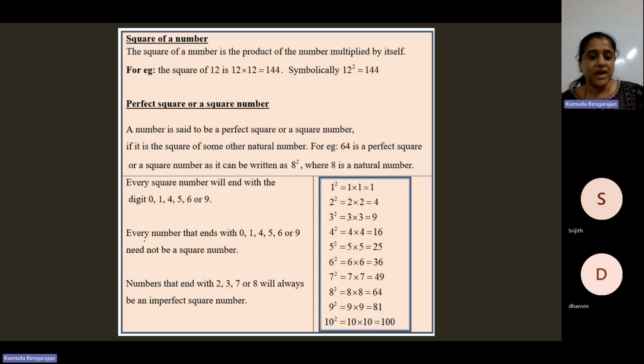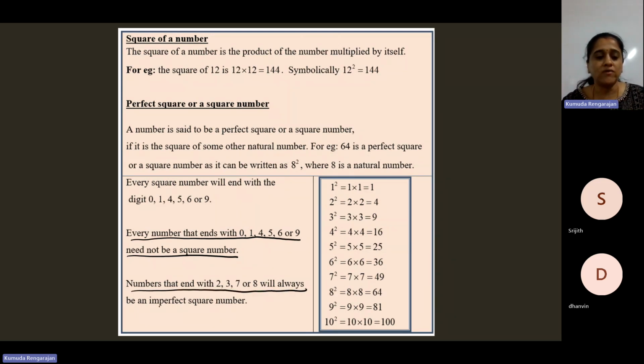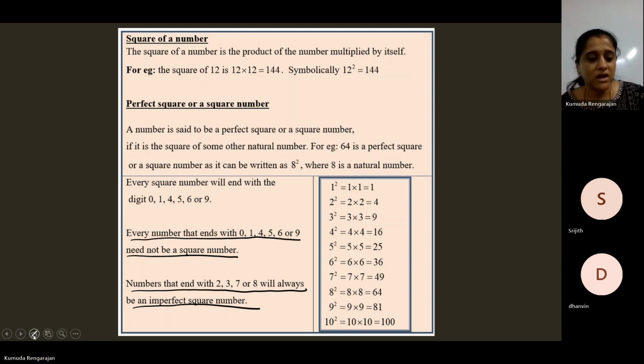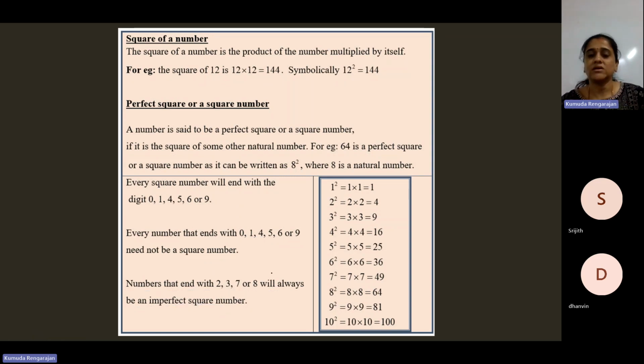Every number that ends with 0, 1, 4, 5, 6 or 9 need not be a perfect square. Numbers that end with 2, 3, 7, or 8 will always be an imperfect square number. Understood? Now this is 1 squared, which is 1 into 1. 2 squared, 2 into 2, 4. 3 squared means what? 3 into 3, 9, and so on.